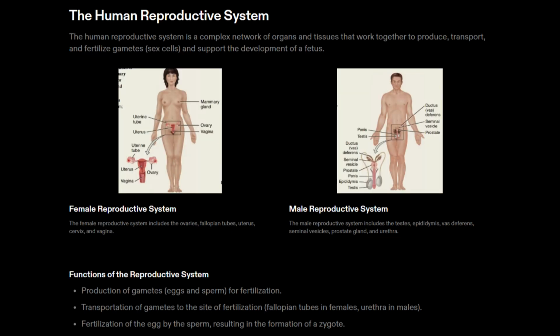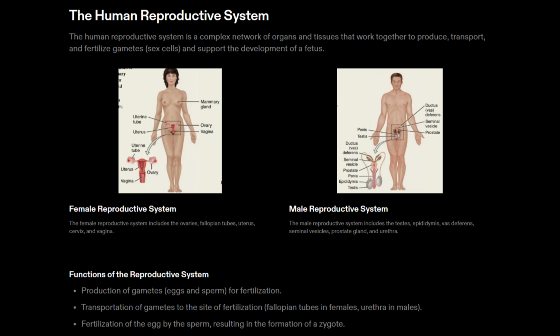The human reproductive system. The human reproductive system is a complex network of organs and tissues that work together to produce, transport, and fertilize gametes, sex cells, and support the development of a fetus. Female reproductive system. The female reproductive system includes the ovaries, fallopian tubes, uterus, cervix, and vagina. Male reproductive system. The male reproductive system includes the testes, epididymis, vas deferens, seminal vesicles, prostate gland, and urethra.